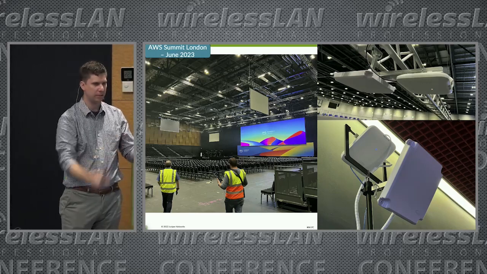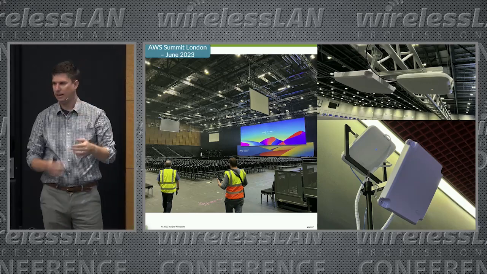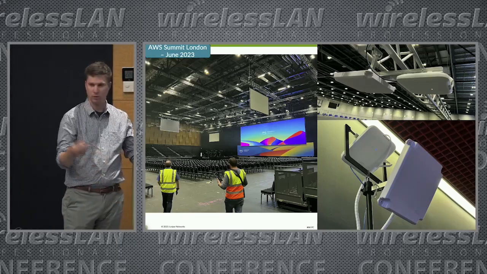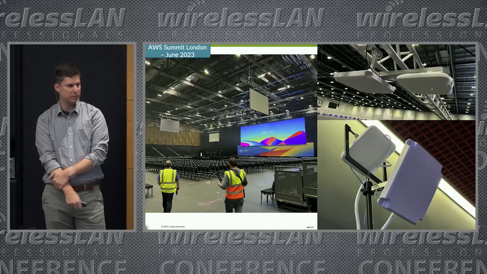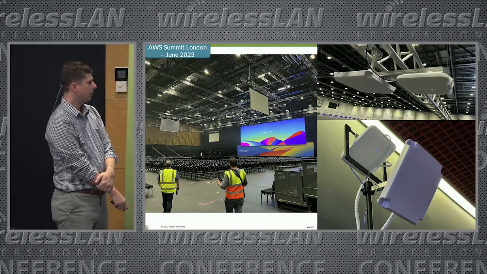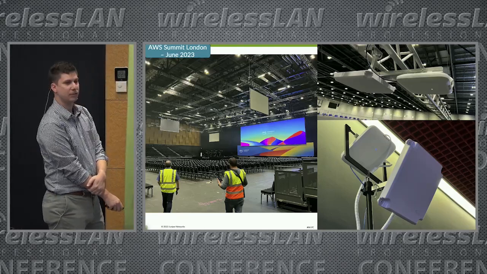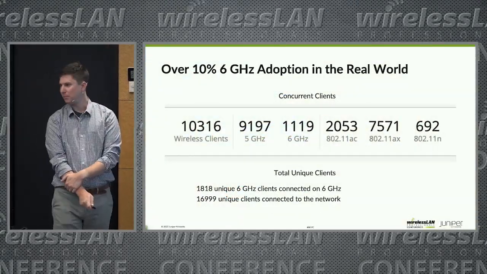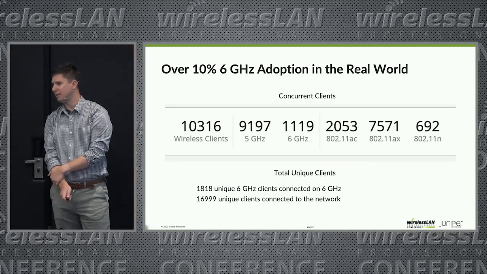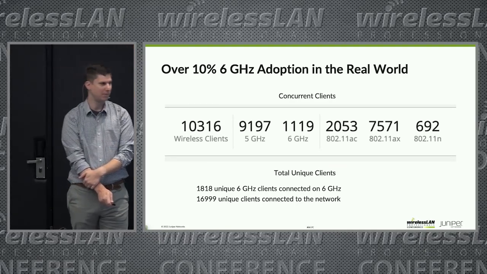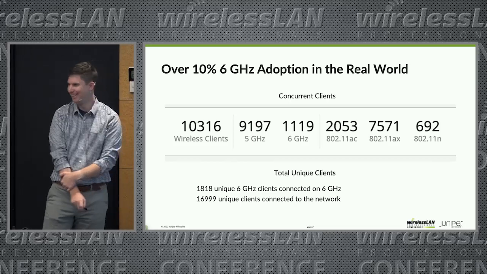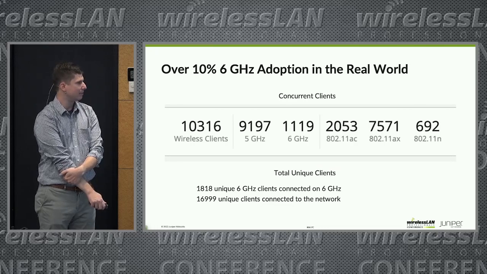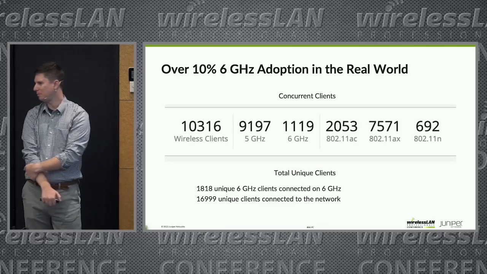There's an AWS Summit. We used our external 6 gig AP, the AP45E, which is legal in Europe. You can use it under low power rules. And so this was a really good test for 6 gigahertz. The first thing was over 10% of clients connected on 6 gig, which was a bit of a shock to me, because previously, I think the highest I had seen was 5%, maybe 3% is most typical.